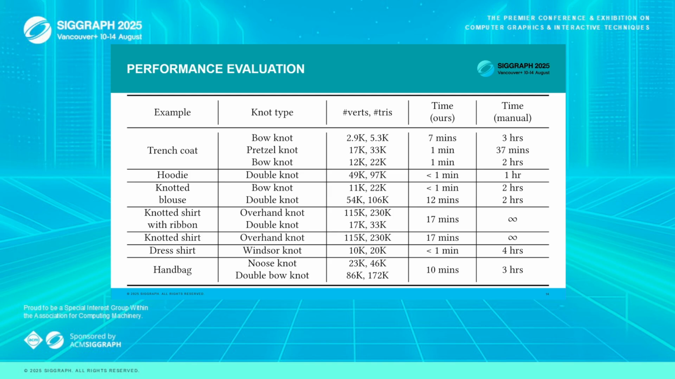And for performance evaluation, this table shows how long it takes our method to model different types of knots. Most knots can be modeled in under 10 minutes using our method. In comparison, traditional manual modeling usually takes over an hour for the same results.